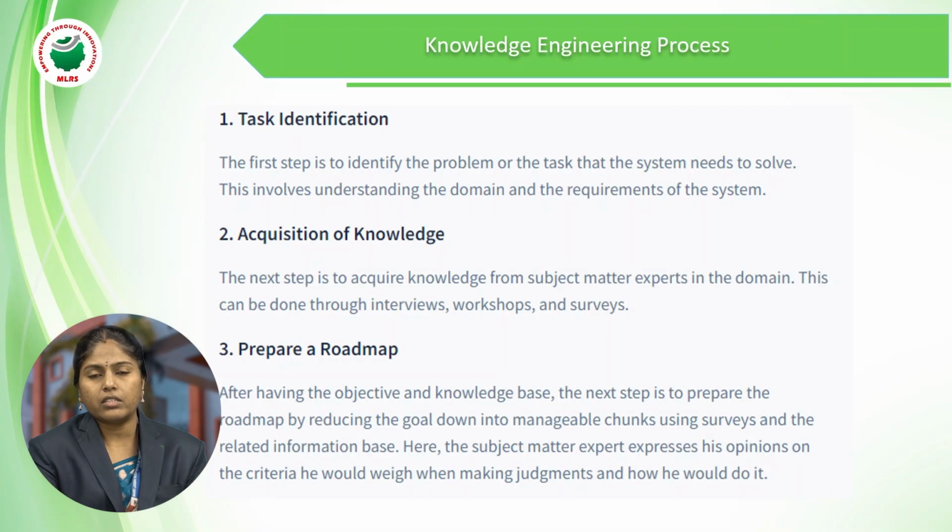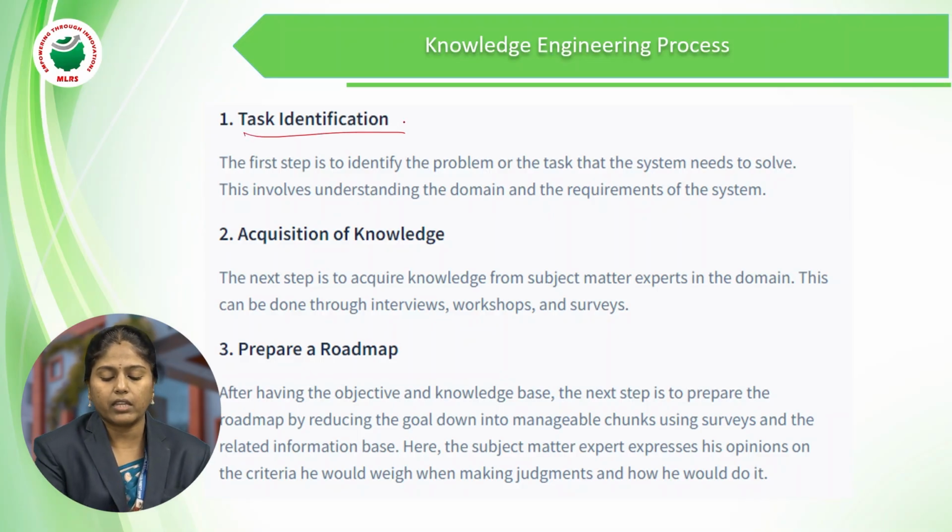Okay, in the knowledge engineering process, the first step is task identification. What do we mean by task identification? The first task is to identify the problem that the system needs to solve. According to the domain requirements, we include the task, and the task can be identified in task identification.